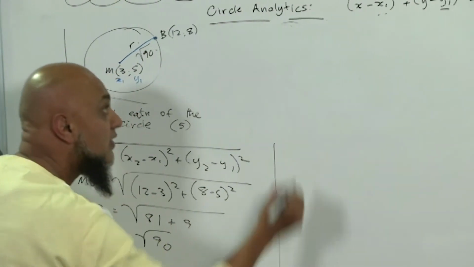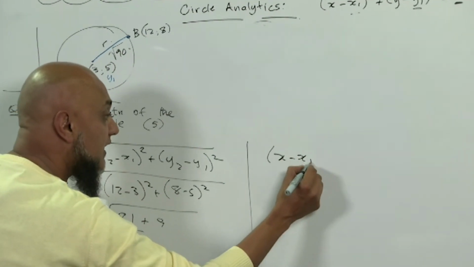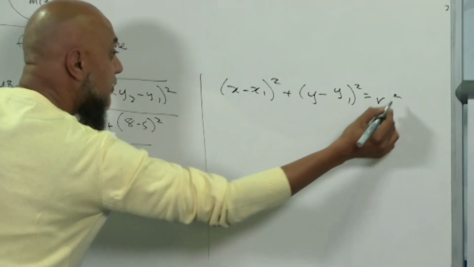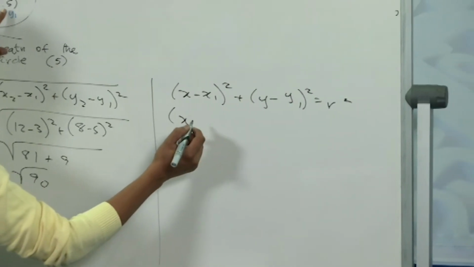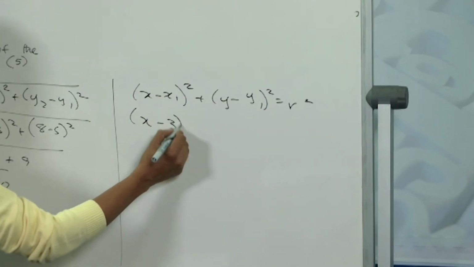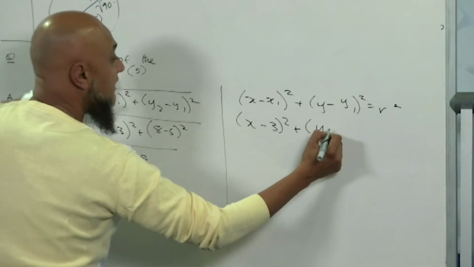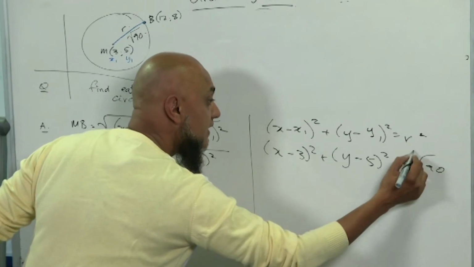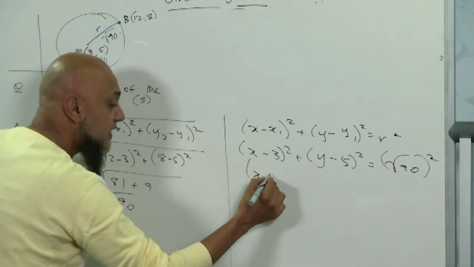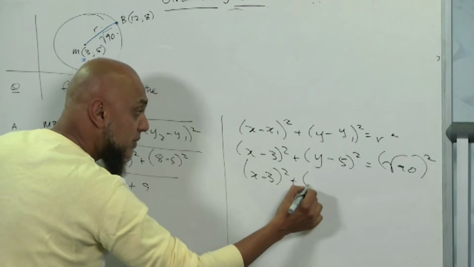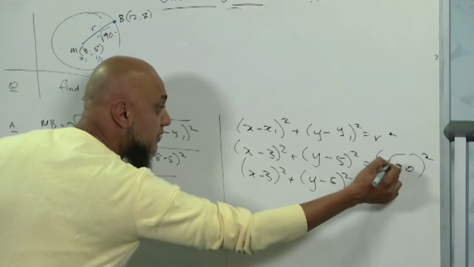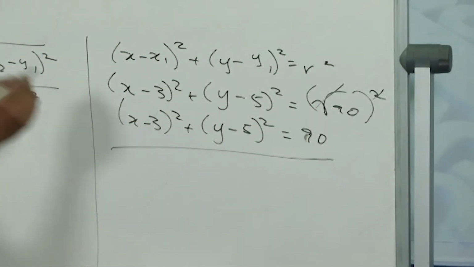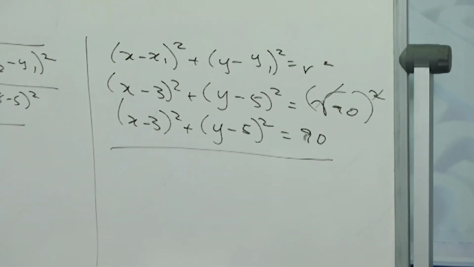Step number 2, we now go into the equation of a circle whose center is not at the origin: (x minus x1) squared plus (y minus y1) squared is equal to r squared. And what do we have? (x minus 3) squared plus (y minus 5) squared is equal to the square root of 90, squared. The square and square root will cancel out, and you are left with 90. And there we go. You will get yourself 5 marks for that.